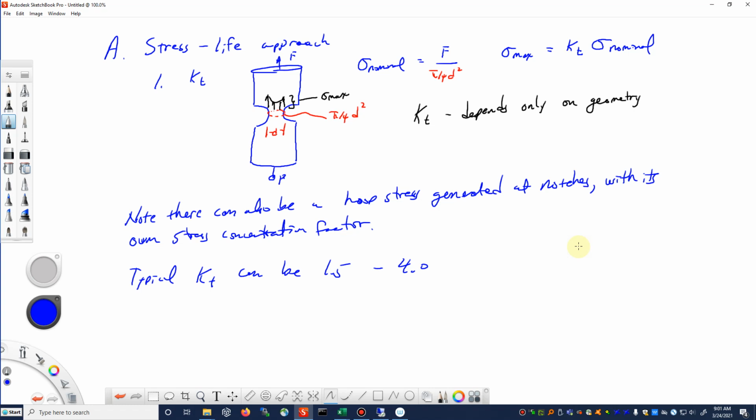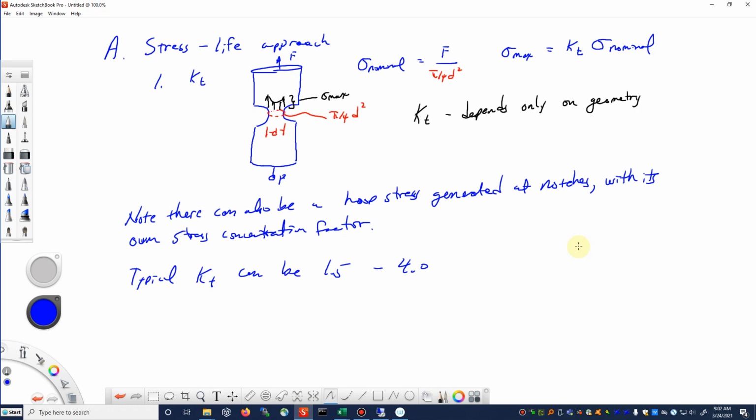So in general, what you can say is the sharper the notch radius that you have, the higher the stress concentration factor is going to be. If you were to approach a zero notch radius, which would be like the tip of an infinitely sharp crack, then you're going to have an infinite stress concentration at that spot.